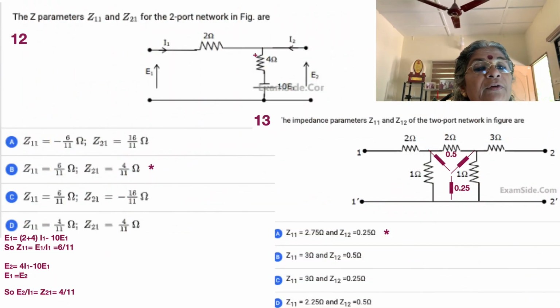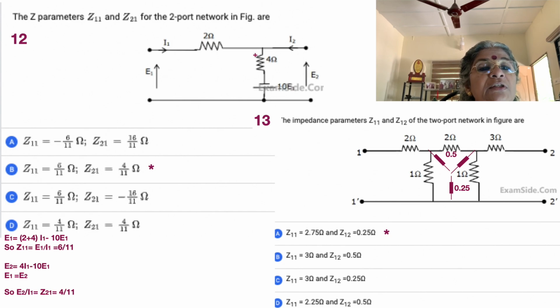So moving on to the 12th problem. We are moving into little tougher problems because all of them are active. Here again we have a 10 E1 source right in the middle. We also have 2 ohms and 4 ohms, and we have E1 and E2, and these are the variables which we use to calculate the parameters. What are the parameters? The Z parameters, Z11 and Z22 for the two-port network.